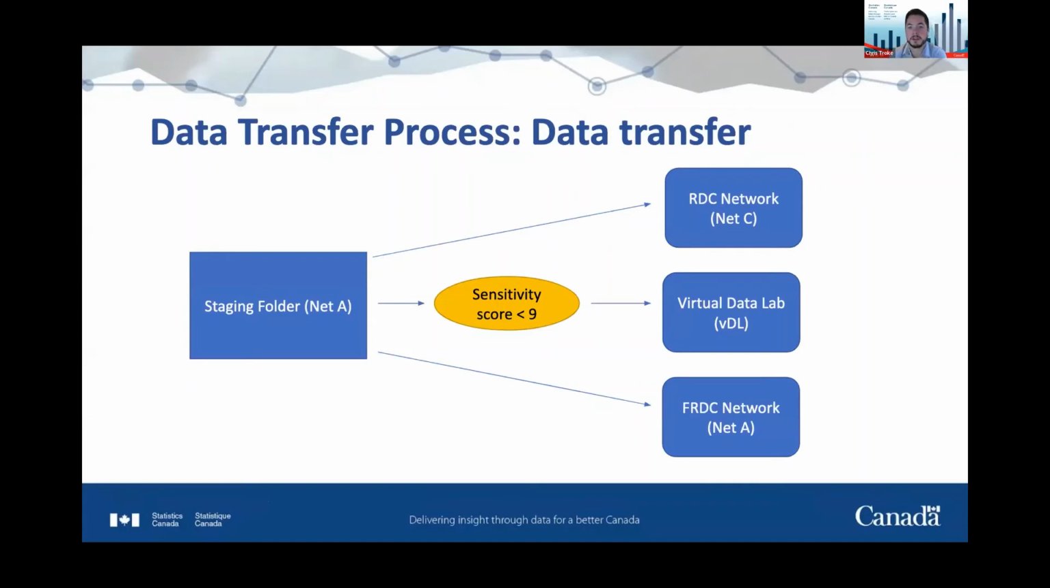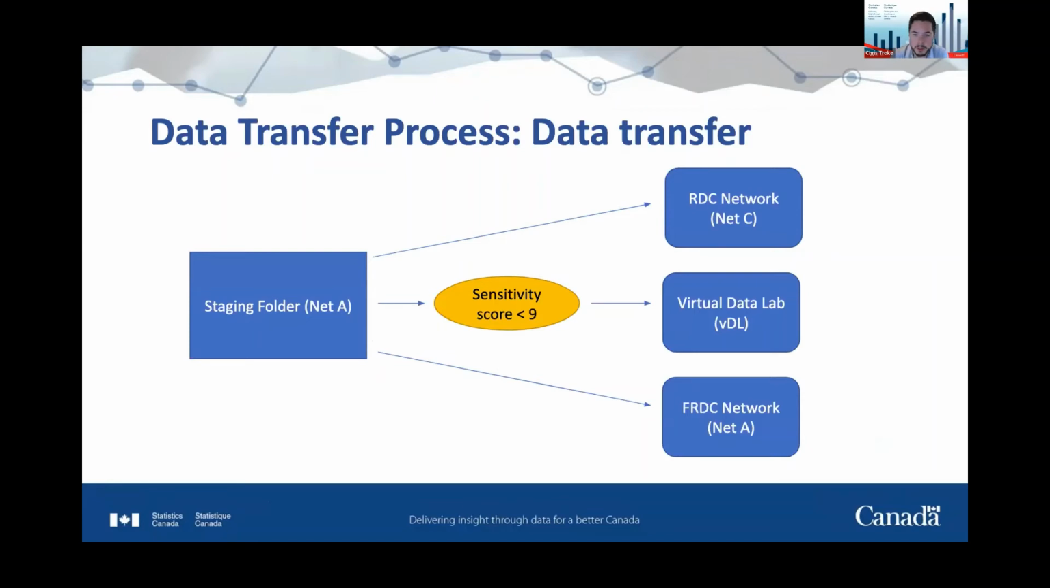So at this point, all the data preparation from the data management team should be completed and the products now exist in our systems. We can move to the actual transfer step. So our team is now responsible for not just transferring to the RDC network for all of our standard releases, we now also transfer into the Federal Research Data Center network, as well as our virtual data lab. So this step can also be very resource heavy as well.